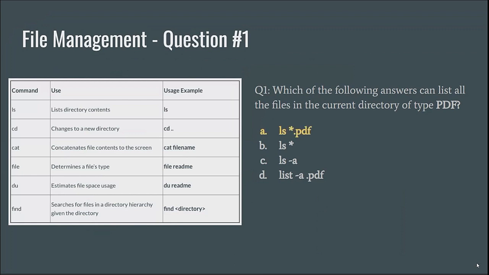So yeah, ls *.pdf, answer A, is correct. What is the -a again? -a is for hidden files. Oh, okay. Also you'll notice in answer D it has -a, so including all the files, and then only .pdf. So I'm not sure if that would be legal or not. The reason it's wrong is because that's list and not ls.